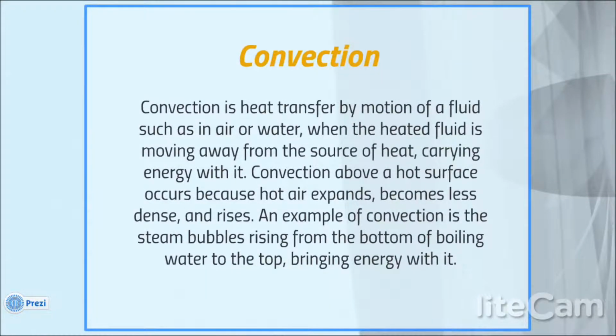Convection is heat transfer by motion of a fluid, such as in air or water, when the heated fluid is moving away from the source of heat, carrying energy with it. Convection above a hot surface occurs because hot air expands, becomes less dense, and rises. An example of convection is the steam bubbles rising from the bottom of boiling water to the top, bringing energy with it.